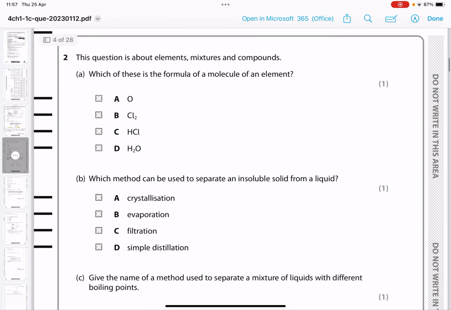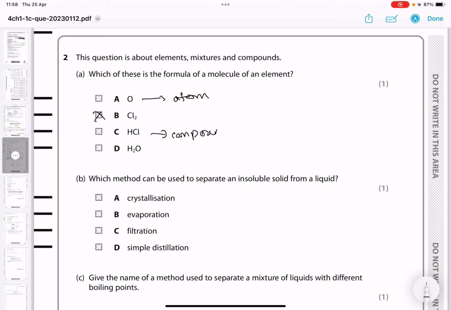Okay, next question. This question is about elements, mixtures and compounds. Which of these is the formula of a molecule of an element? Okay, so oxygen exists as O2, not as O. So that's just an atom and it's not the formula of a molecule. So it can't be A. B, chlorine. Yes, that's correct because Cl2 is how chlorine exists and it's a molecule. HCl is a compound. Okay, that's a compound. And H2O is also a compound. So the answer is going to be B.